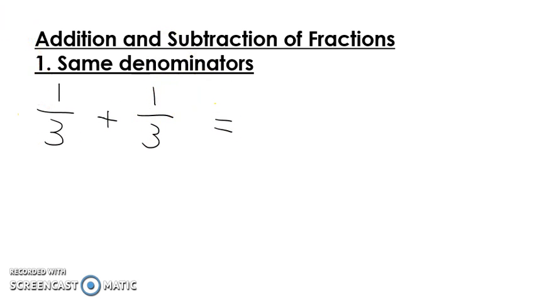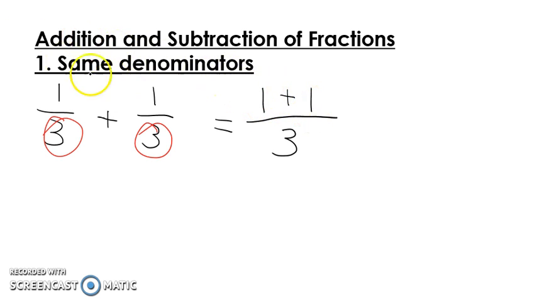You see, we have the same denominator, one of them is 3, the other one is 3 as well. So the way we do that is we keep the denominator exactly the same and add the numerators together. And as you can see, we end up with 2 over 3.